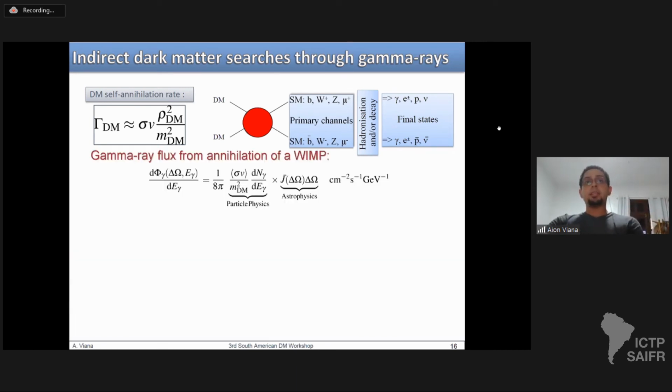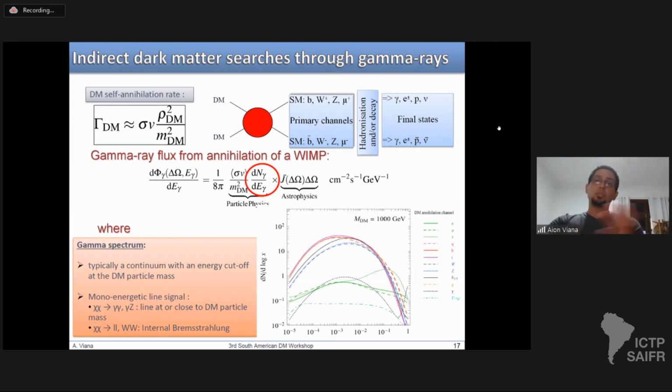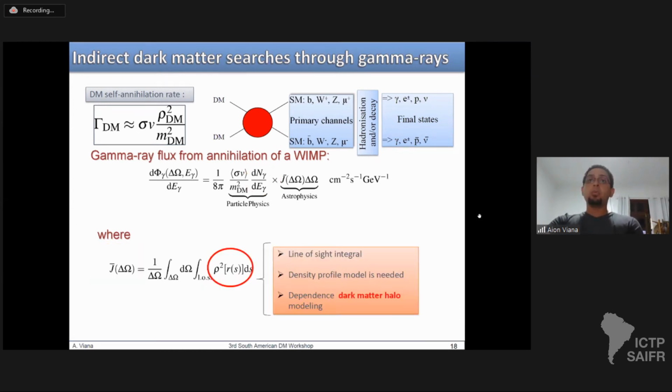Now, if we want to translate this rate into a flux, we have to introduce the spectrum. Typically, we have different primary channels, and they have more or less the same features: a continuum with a cutoff at the particle mass energy, and sometimes you have bumps or line signals close to the dark matter particle mass. And we have to integrate the square density over the line of sight. This is what we typically call the J factor in the community. So we actually need a dark matter density profile model of the object you are observing, of course.